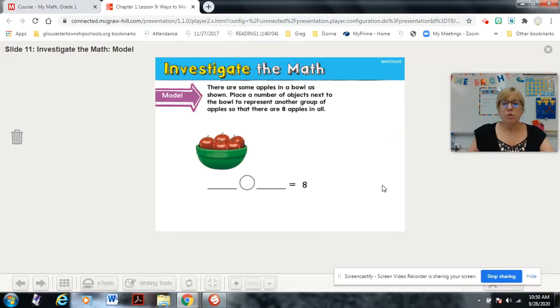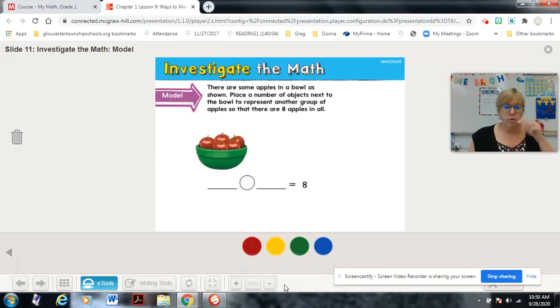All right. There are some apples in a bowl as shown. All right, I'm curious. They say some, but they don't tell me how many. I want to know how many. 1, 2, 3, 4, 5. Okay. Place a number of objects next to the bowl to represent another group of apples so that there are 8 apples in all. So represent means to make believe they're apples, okay? So we're going to use those because apples are kind of round, so I'm going to use this. All right, so as we already said, there's 5 apples in the bowl.